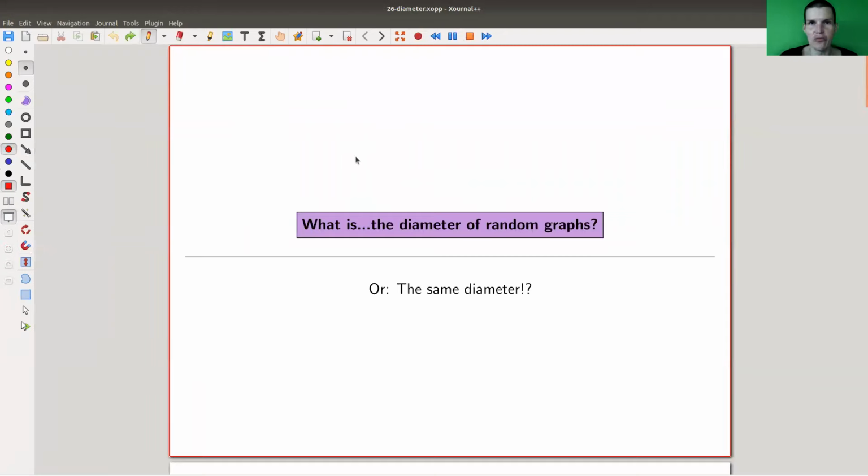Okay, welcome everyone to my continuation of what is algebraic graph theory. Today we continue our story about random graphs. In particular, I would like to talk about the diameter of a random graph. I will explain what the diameter is on the next slide.